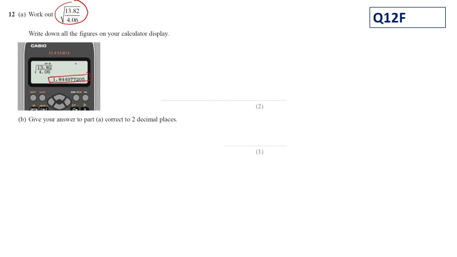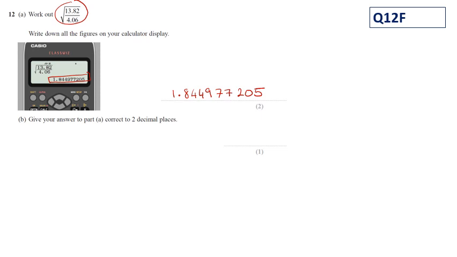So I'm going to write all these digits down on the answer line. So that's going to be 1.8449777205, and that's it. Part B, give your answer to part A correct to 2 decimal places.